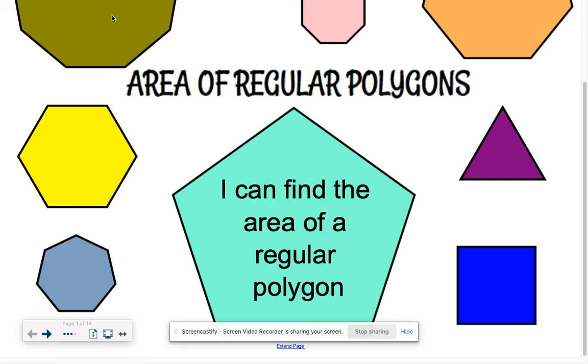So obviously after today, you will be able to find the area of a regular polygon, but let's just talk about a few things before we jump into this. Regular, what does that mean? Regular means that all of your sides and your interior angles, or I guess angles in general, of your shape are the same. So regular means all your angles are equal and all of your sides are the same. So we are going to be able to find the area of all of these regular polygons today.